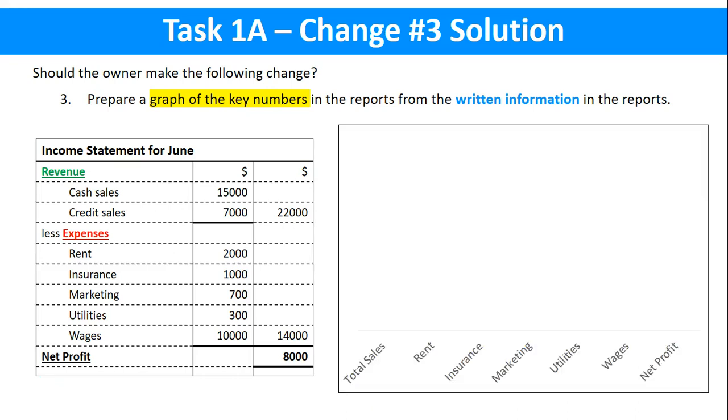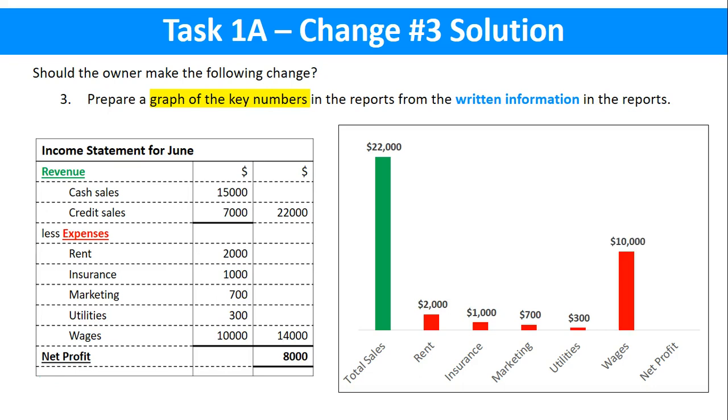So in this case, we could look at total sales of $22,000 as a column chart, and then look at the relative size of all the expenses. At the end, we could then put the net profit of $8,000, and that clearly shows where all our expenses have gone and how much of our sales are left at the end as net profit.